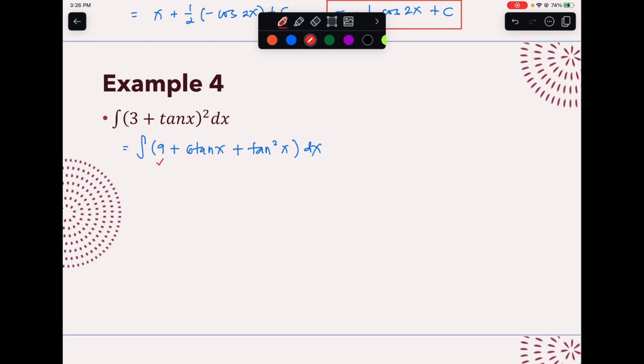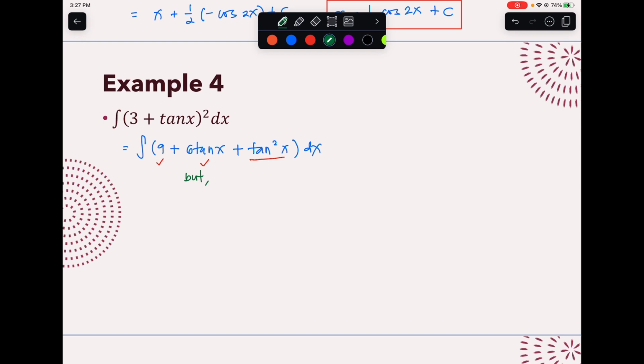For the first term, which is 9, we can integrate that right away. So 6 tangent x, tangent is one of the 10 basic integrals, so we have an integral for that one. Okay. What we don't have is the tangent squared. Tangent squared, we don't have this one among the 10 integrals.